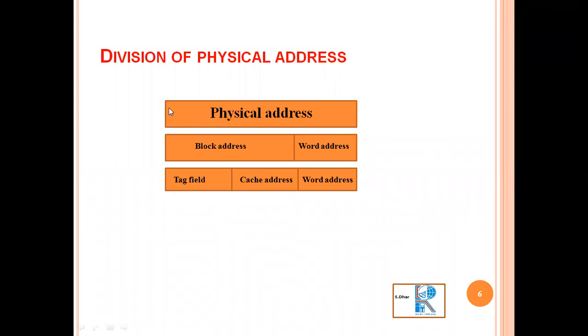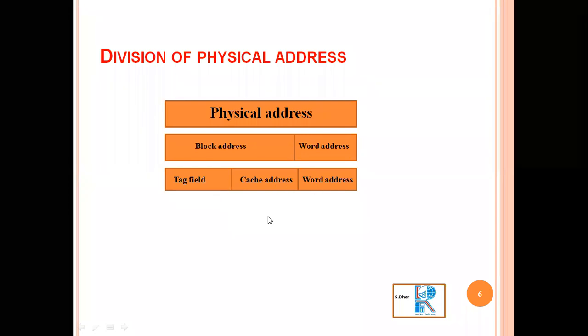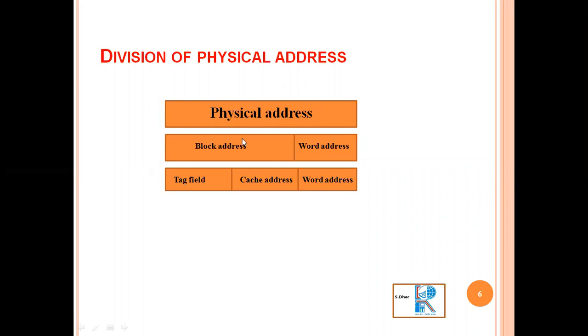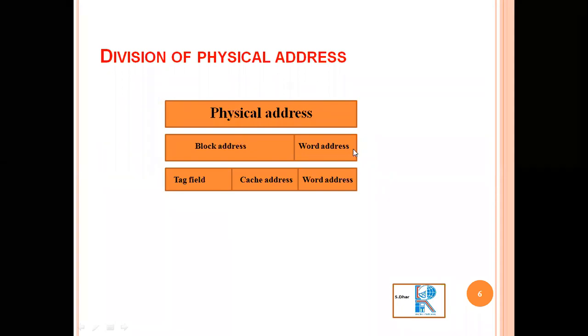That means this physical address ultimately divided into 3 fields. One is called the word address, another is called the cache address, and another is called the tag field. This is for the cache memory. And this same physical address can be divided into 2 fields. One is the block address and the word address. This is for the main memory or RAM. So this is the total division of the memory. All are the logical division.